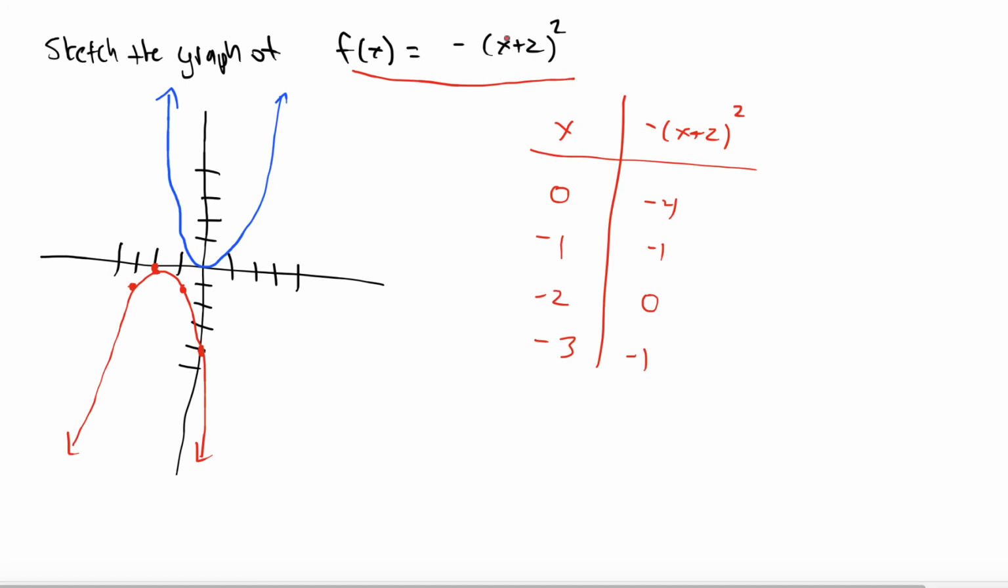Now we know that this is the horizontal shift, so we can say this has shifted to the left 2 units. But notice, what does this negative do? What has this negative done outside of the function? It has flipped over the x-axis. So we're going to shift the basic graph of x squared to the left 2 units, and then we're going to reflect this across the x-axis. So instead of being a regular u, this is going to be an upside down u.